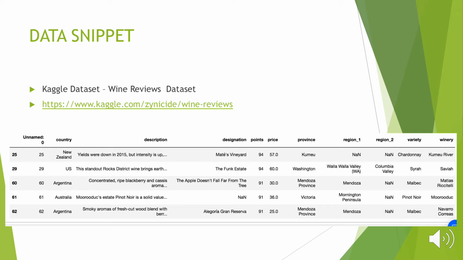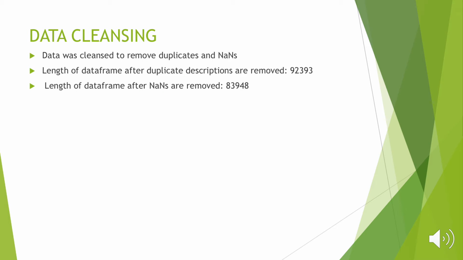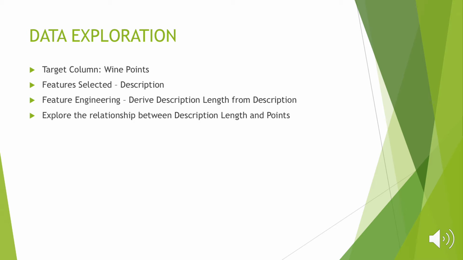As you can see here, it has the columns: country, description, designation, points, price, province, region, variety, and winery. I want to predict the wine points and classify the wines based on the wine points. As a first step, I cleaned the dataset to remove the duplicates and the NaNs. And then I explored the data.